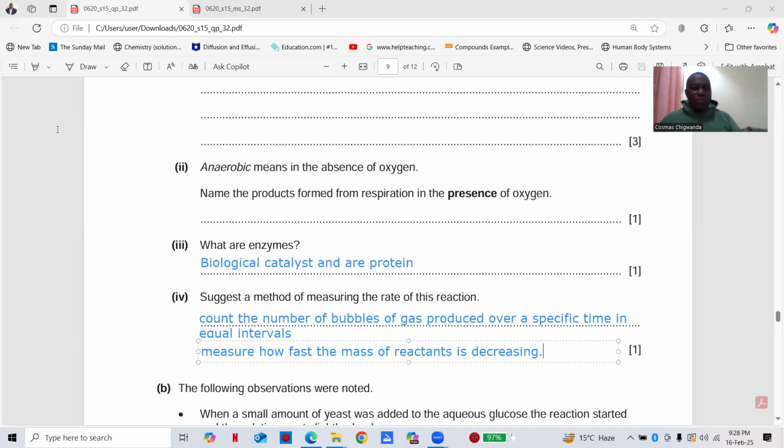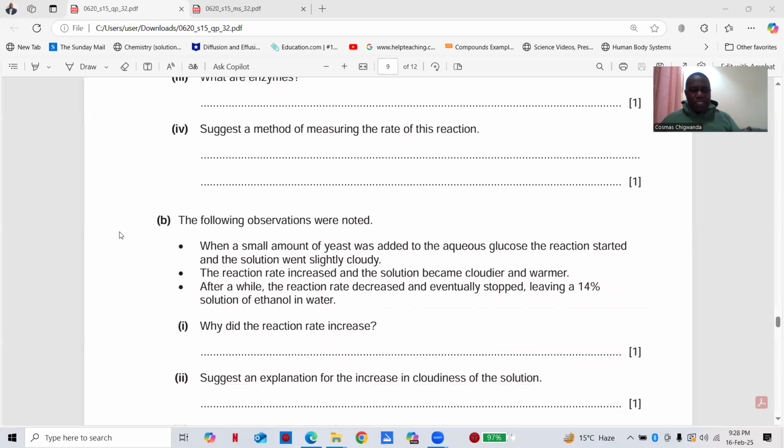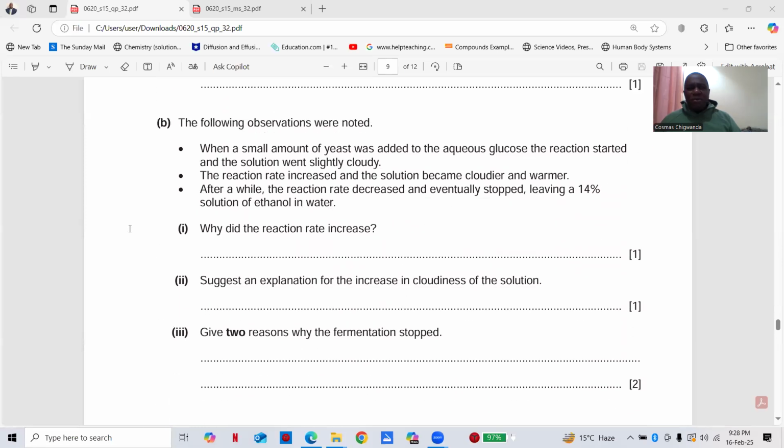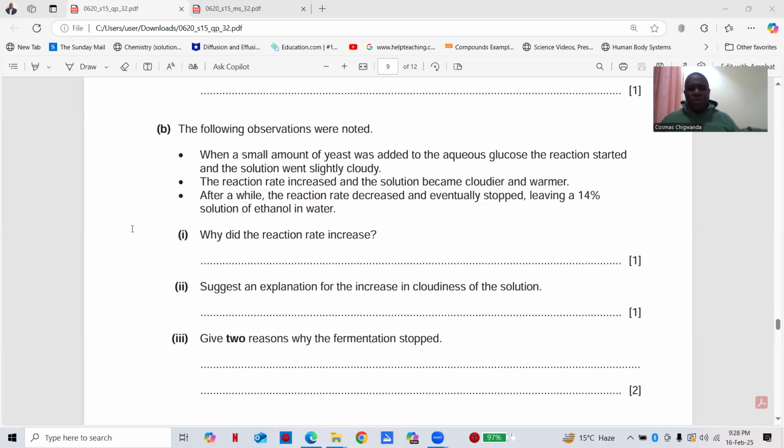Okay, right. So let us look at what happens when this reaction is taking place. So we noted the following observation. When a small amount of yeast was added to aqueous glucose, the reaction started and the solution went slightly cloudy. The reaction rate increased and the solution became cloudier and warmer. After a while, the reaction rate decreased and eventually stopped, leaving a 14% solution of ethanol in water.